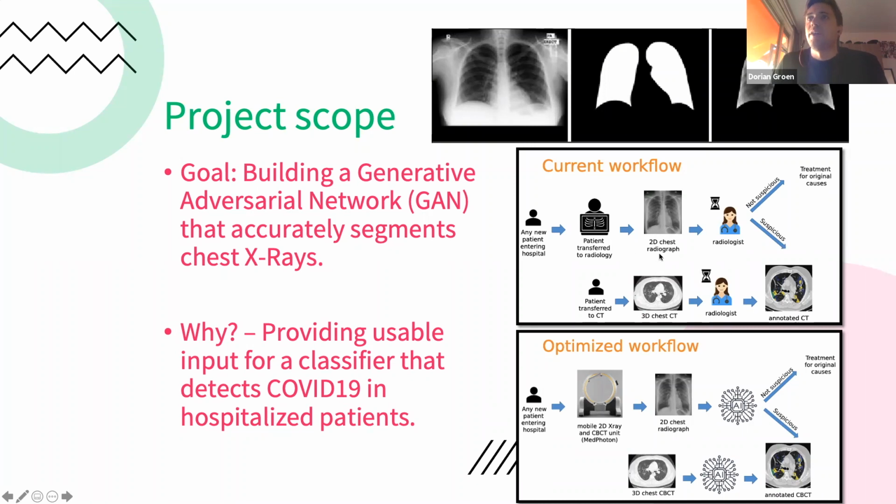This is a little bit how a hospital workflow looks right now. A patient enters a hospital. They are transferred to radiology to make a chest X-ray. Then a radiologist has to tell if it's suspicious or not. Then they go through a CT scan. Another radiologist has to comment on it, and then we get a result.